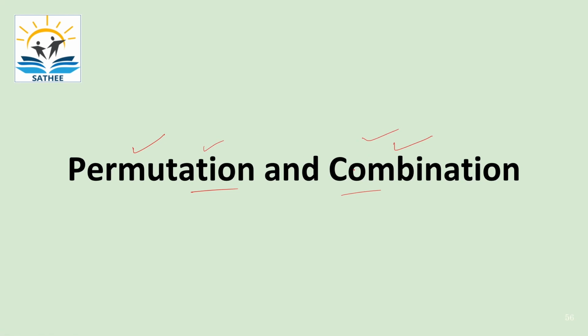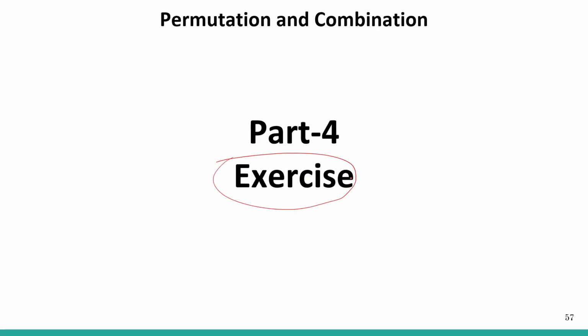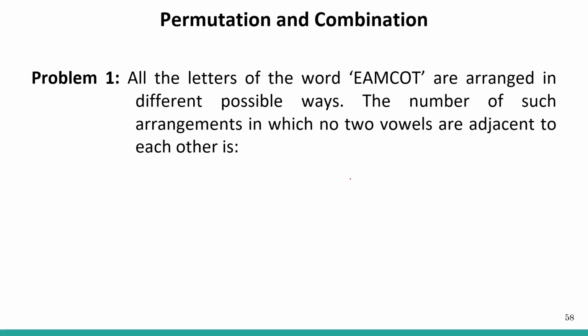While doing all these exercise problems, let's start and do some more exercise problems. Let's start from problem number 1. All the letters of the word are arranged in different possible ways. The number of such arrangements in which no two vowels are adjacent to each other is what?